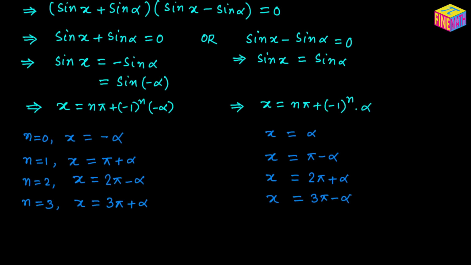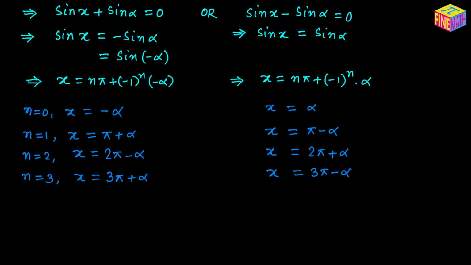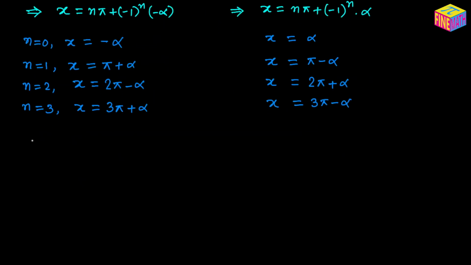Next, I am going to try a few negative values for n. Let's take n equals negative 1. Then x will be equal to negative pi plus negative 1 raised to the power negative 1 times negative alpha. So that will be negative pi plus negative 1 times negative alpha. So that would be negative pi plus alpha. And here again, if we use n equals negative 1, it will be negative pi plus negative 1 raised to the power negative 1 times alpha. That would be negative 1 times alpha. That would be negative pi minus alpha.